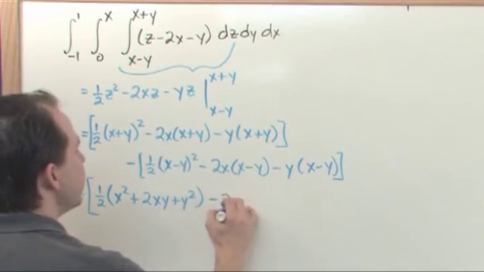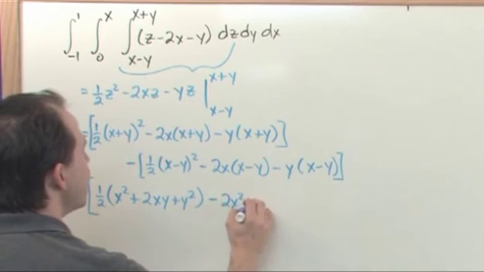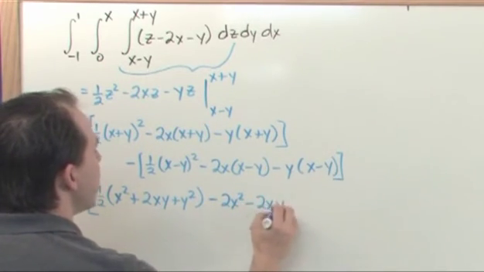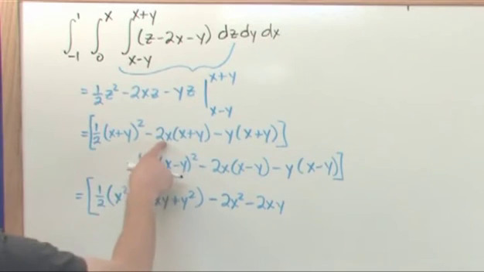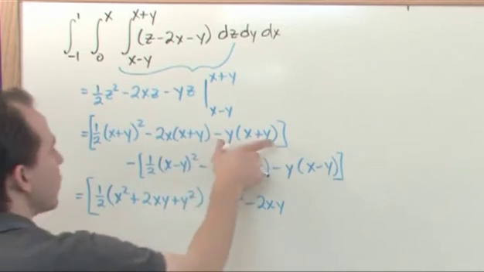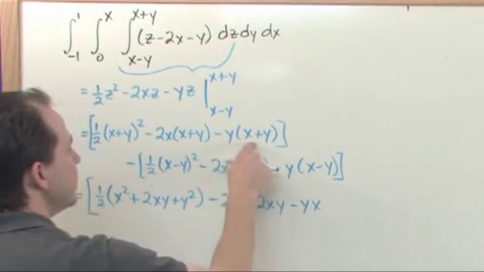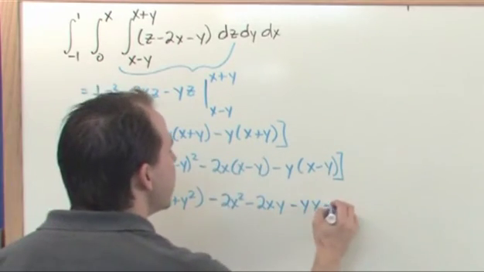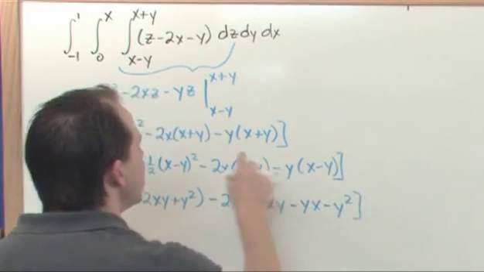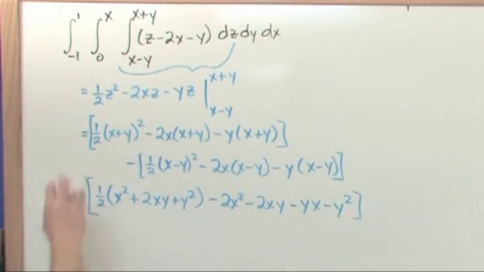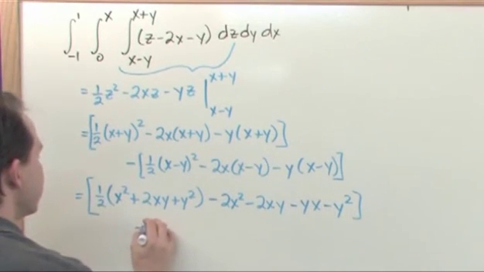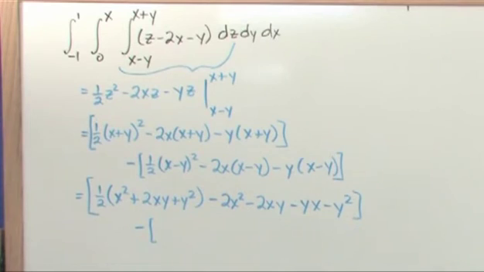You have negative 2x squared minus 2 times x times y. That's what that is, distributing this into here and this into here. Now let's work on this third thing. Minus y times x, this right here, and then minus y squared, distributing this into here. So we finished that first bracket. Now let's see what the second bracket's equal to.